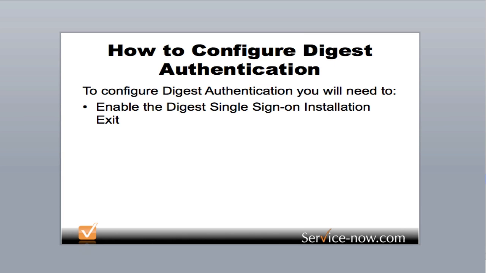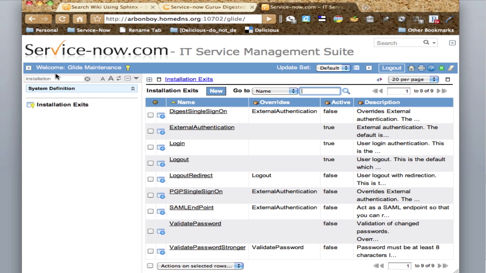In order to set up your ServiceNow.com instance to handle Digest Authentication, there's a few steps that you need to take. First, you're going to need to enable the Digest Single Sign-On Installation Exit in your instance. In order to get to the installation exit, I just start typing installation in the navigation search bar here, and it will automatically filter installation exits on the left-hand side. As you can see, here is Digest Single Sign-On, and it's set to false currently. We're going to double-click next to it, and we're going to set it to true.